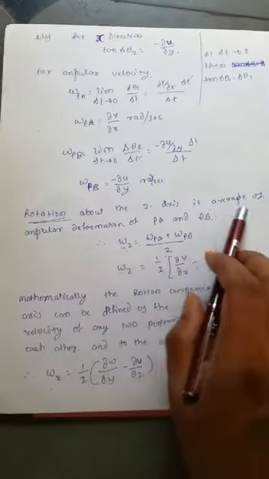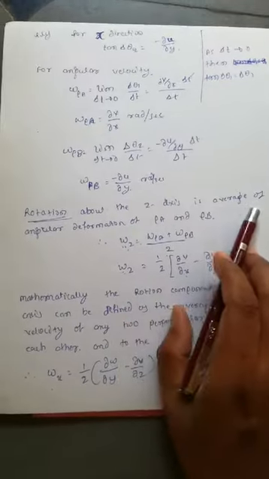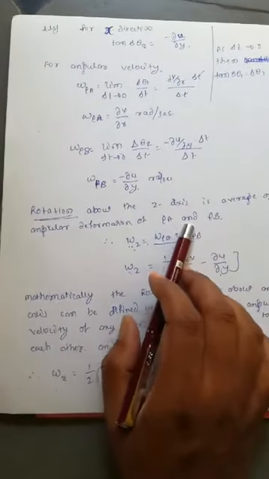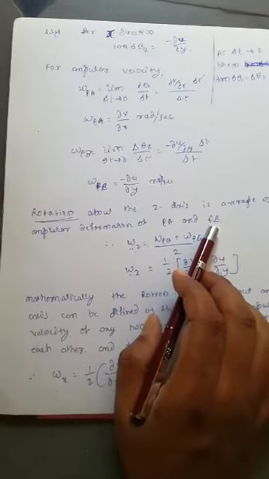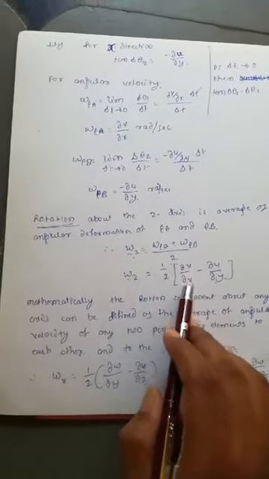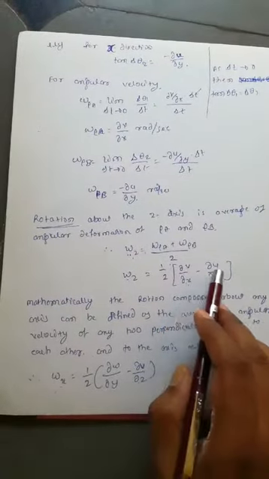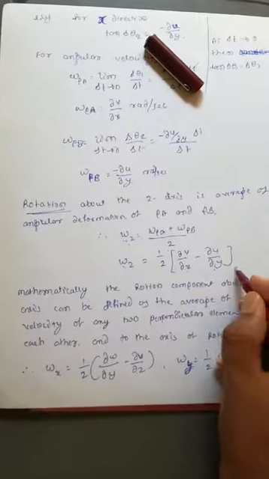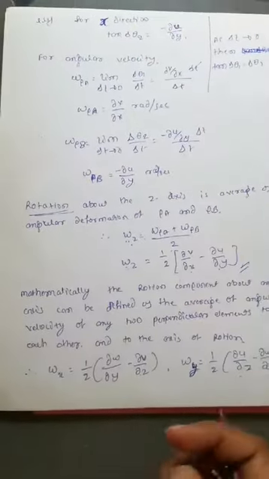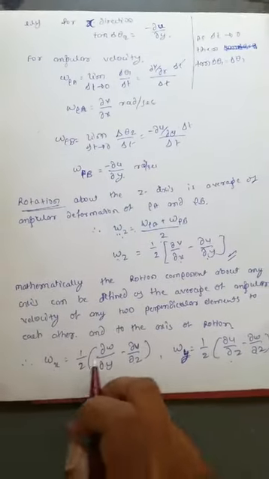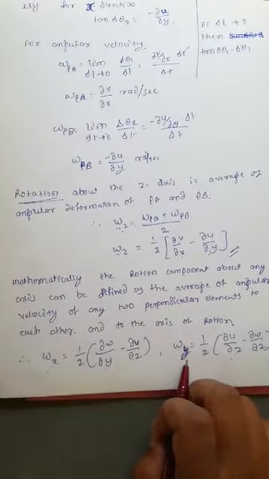Now the rotation about the z axis is taken as the average of the angular deformation of the line segments PA and PB. So Wz is equal to 1 by 2 into dou v by dou x minus dou u by dou y. So this is the rotational component about the z axis we got. Similarly we will get the rotational component about the x axis and the rotational component about the y axis.